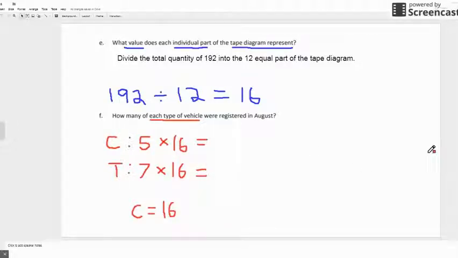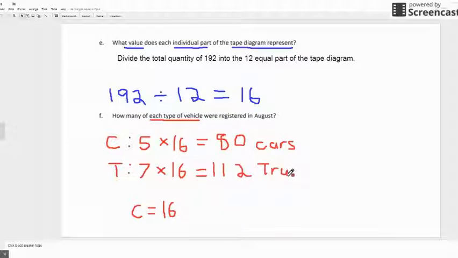So of course we could do the math on the side if we wanted to or needed to. Please do if necessary. But just to save some time, I'm going to do it for you. 5 times 16 is 80. So we're talking about 80 cars altogether. And we multiply 7 times 16, that gives us 112. And of course, this is trucks.